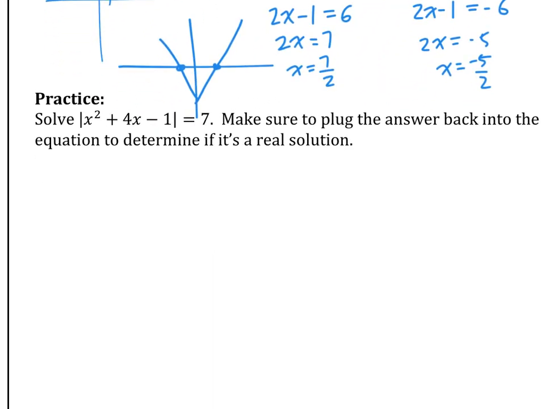All right, let's go ahead and have you practice one. So this one, let's just try this the algebraic way. So what is the answer to this? This is a little bit strange because you've probably never seen anything with the absolute value with a quadratic inside, but it's the same idea, except you need to make sure you plug the answer back into the equation to check if it's a real solution. Because in this question, we just want the real solution. We don't want the imaginary answers. All right, go ahead and pause the video and try this one.